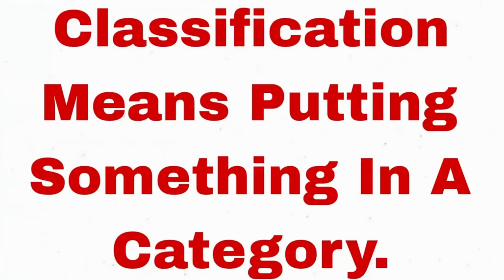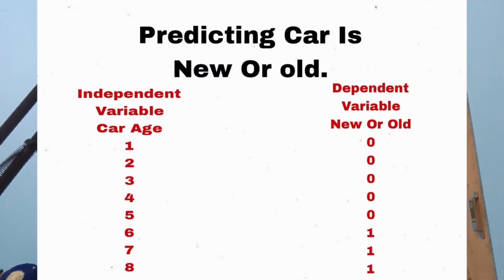So what is classification? Classification means putting something in a category. For example, you bought a new car and you are putting it in a category of new or old. So you will put it in the category of new. That is classification. Here is another example. You are predicting whether a car is new or old.